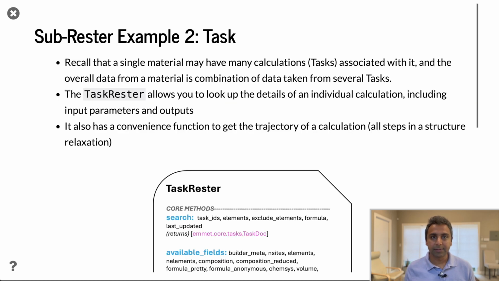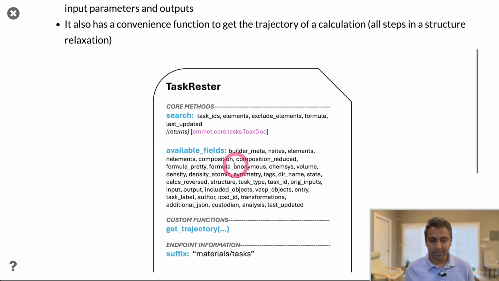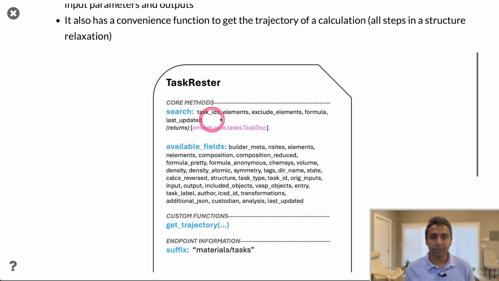So the second subrester that I'll demonstrate is called the TaskRester, and this lets you look up the details of individual calculations. You can see it has different search parameters. There's only a few things you can search on, including the task IDs that we just looked up in the origins key. And what it returns is a task doc for the tasks that match, and the task doc contains different information than what we got from a summary doc.